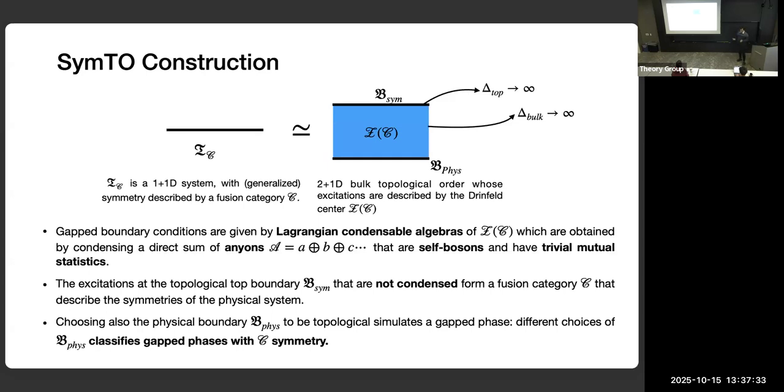Now, as I said, we can choose anything for the physical boundary, but let's imagine that we choose some topological boundary for the bottom physical boundary as well. Then the entire system is gapped. Then this would allow one to actually classify different gapped phases with symmetry C. So that's one utility of this SymTO construction. It allows a classification of gapped phases with generalized symmetry in 1 plus 1D.